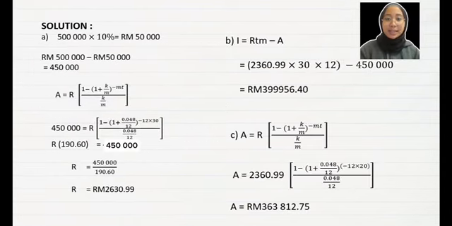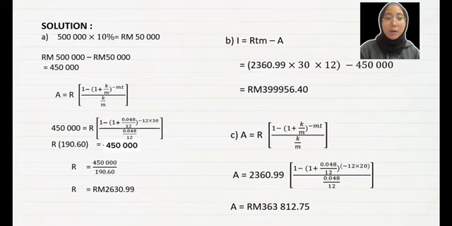To solve question 6a, first we must find the 10% of down payment, which is 500,000 multiplied with 10% equal to 50,000. And then 500,000 minus 50,000 equals 450,000. To find the value of each monthly payment, we are using the formula A equals R[1 minus (1 + k/m)^(-mT)]/(k/m). For A equals 450,000, R[1 minus (1 + 0.048/12)^(-12×30)]/(0.048/12).